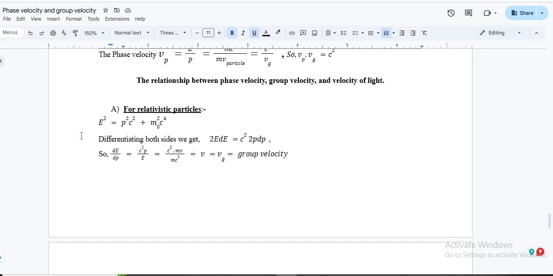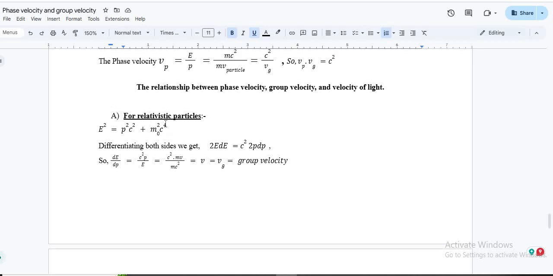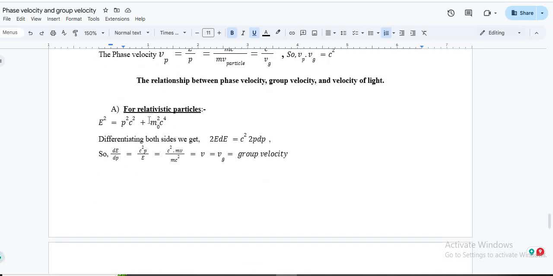Now just differentiate this one. E square, you have, this will be 2E dE, and when you are differentiating this one, these are common. This part can be written as c square. c square is a constant term, it's taken out, and differentiating this one gives 2p dp. Now we all know that the speed of light is a constant, so c square will be taken as constant. In this case c to the power 4 is also constant, and obviously the rest mass of the particle is constant. So this factor is equal to 0. So this is 2E dE, equal to c square 2p dp.